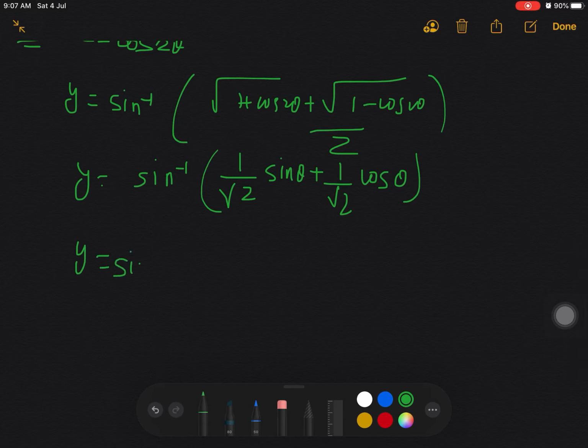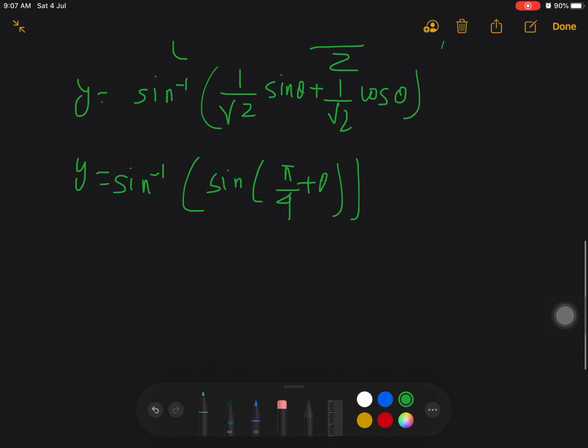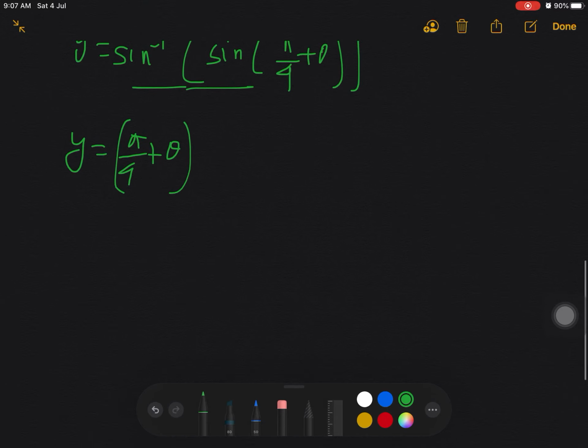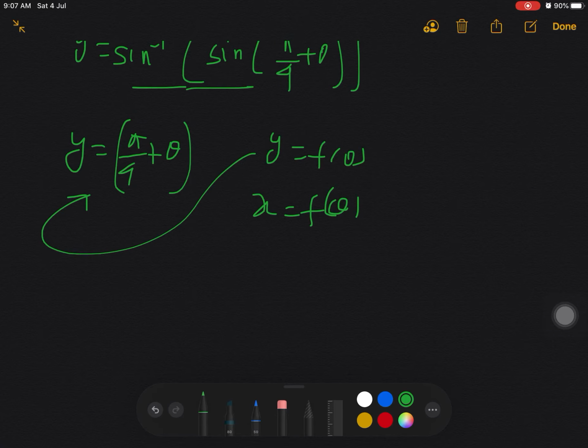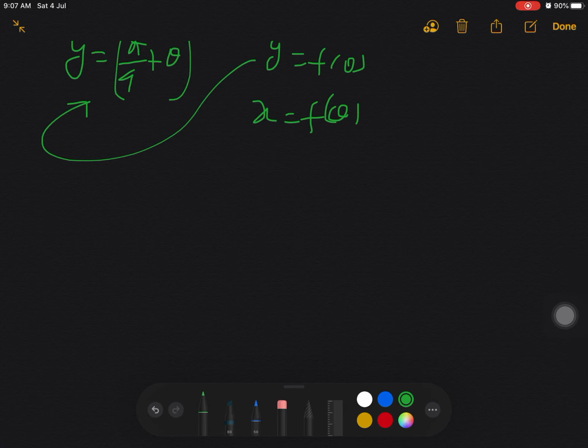So y is equal to sine inverse of sine of pi by 4 plus theta directly. So we can write this expression to be, the sine inverse sine alpha is directly alpha, so it is pi by 4 plus theta directly. So we know y as a function of theta, x as a function of theta, so we will differentiate this expression with respect to theta.